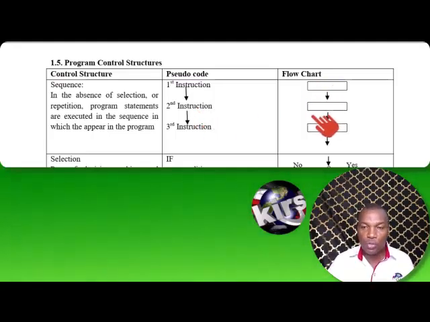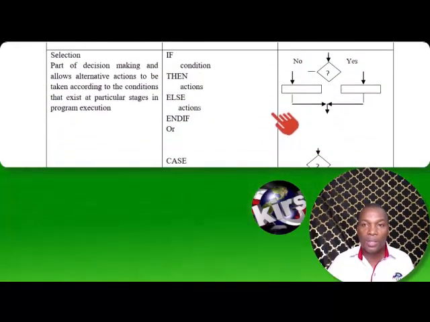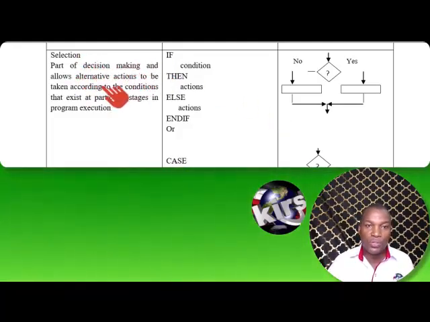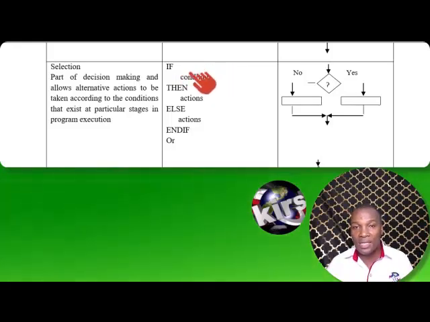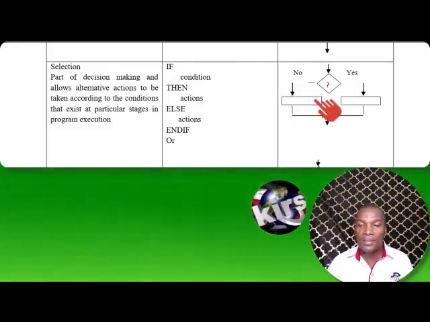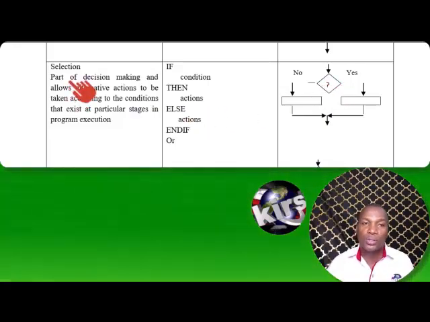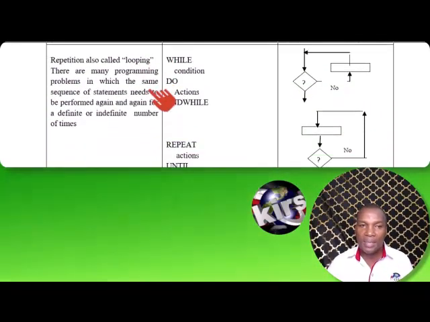And this is the way you show it in the form of a diagram. Then the other way is selection. This is where you involve the decision symbol and part of the decision making, and it allows alternative actions to be taken according to conditions that exist at a particular stage in the program execution. And this is the time when we bring in the use of the keywords if, then, and so on. And of course, when you use a diagram, you can't avoid using the decision symbol when you are talking of selection. Then we have the keywords which are used, and we shall address them as time goes by.